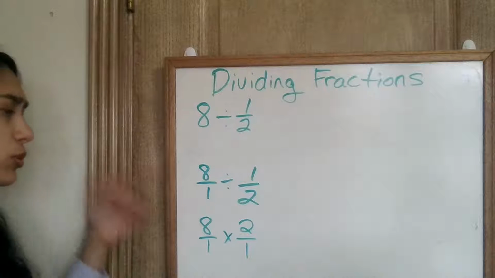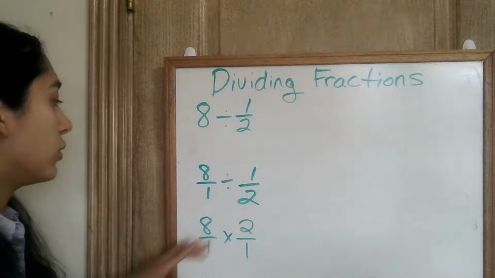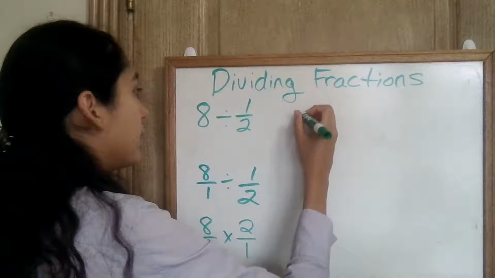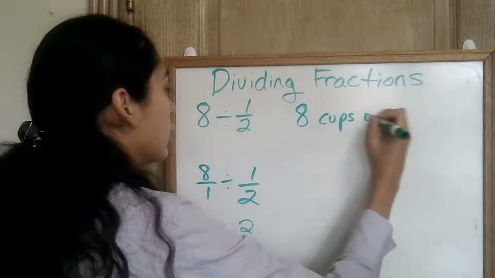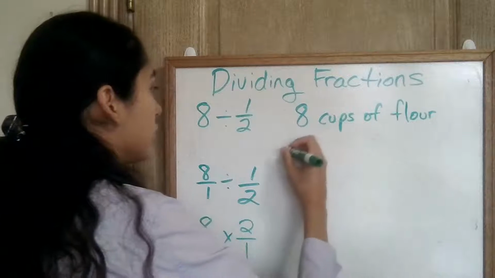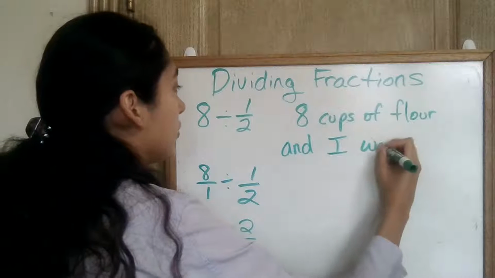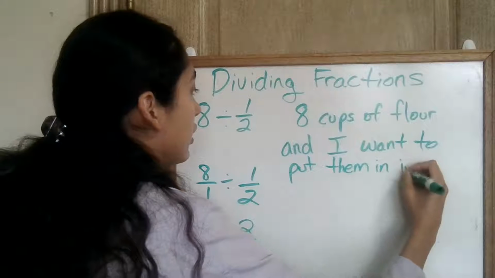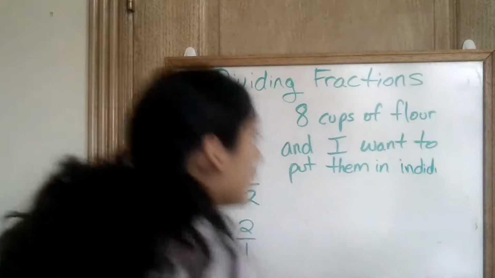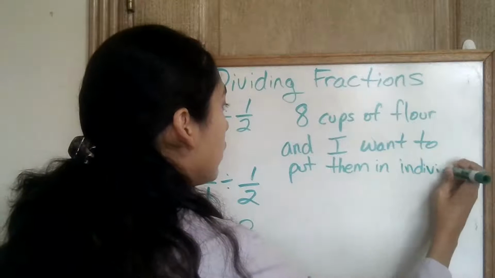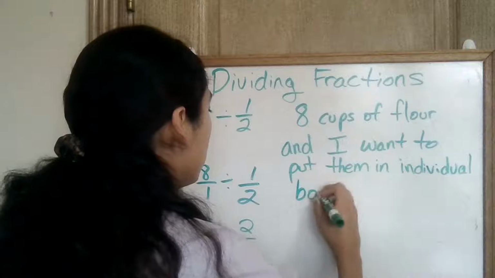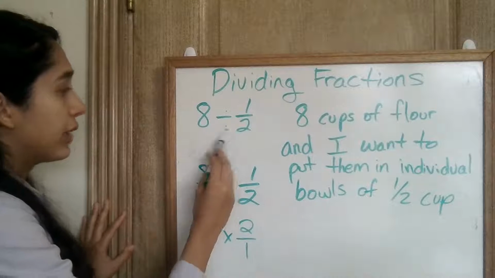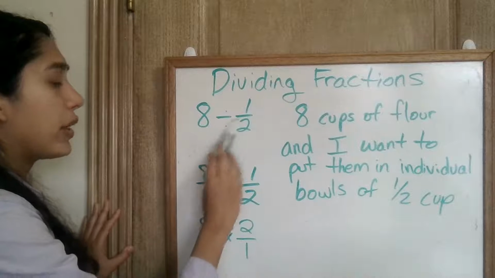And you wonder, okay, which one do I flip around? Am I going to flip around the first number, the second one? I'm going to flip around the number that is doing the dividing. So if we think of this conceptually, let's say we have 8 cups of flour, and I want to put them in individual bowls of 1/2 cup. So we have our 8, and then here we have 1/2. So we're dividing the 8 cups of flour by the bowls of 1/2.